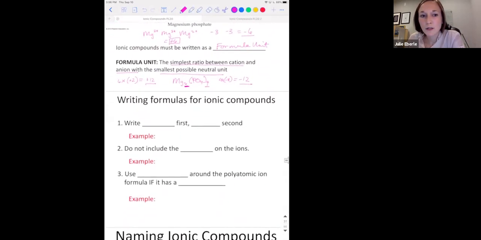Here's 3 more rules you need to know when you write out formulas for ionic compounds. First, write the cation first, anion second. For example, if we have a compound that has calcium and oxygen, calcium is a +2, oxygen is a -2. So when we go to write the compound, we just need 1 each. But I should write it CaO, not OCa. This is wrong.